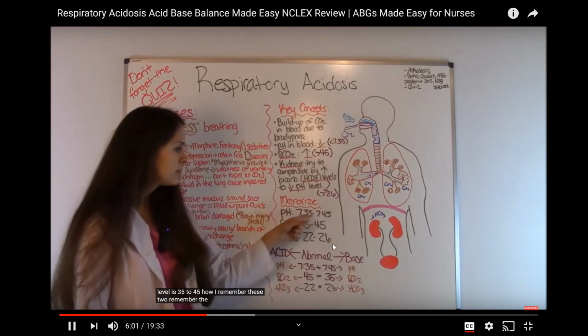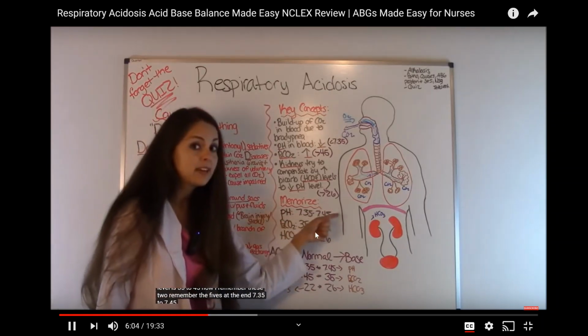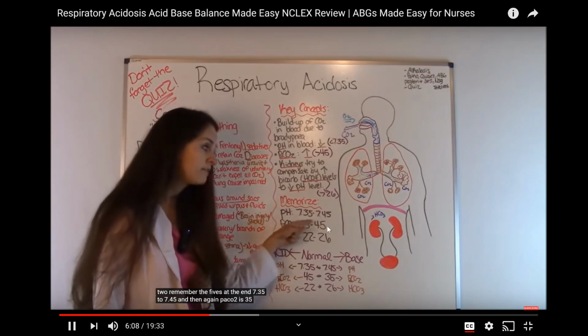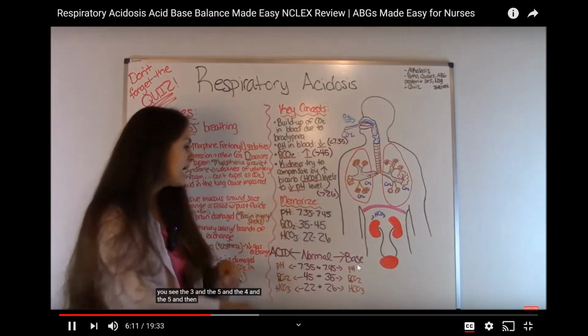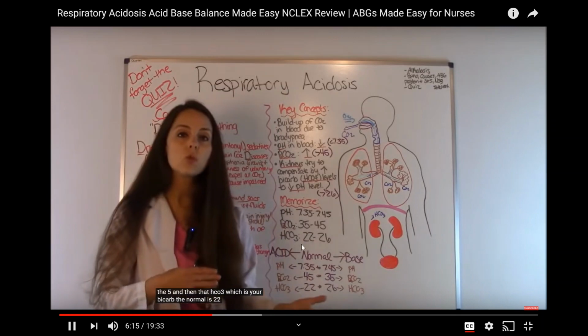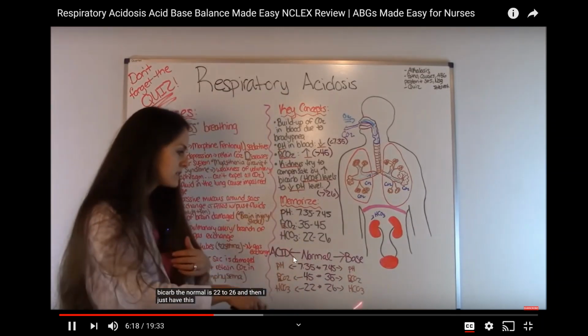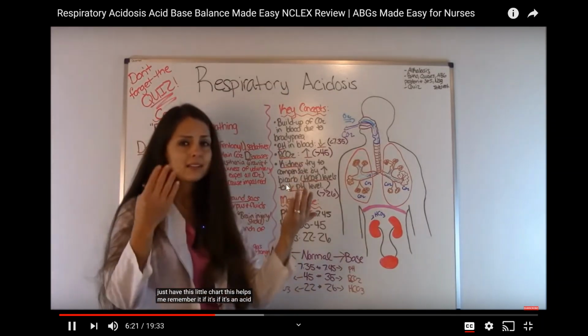How I remember these two, remember the 5s at the end? 7.35 to 7.45, and then again PaCO2 is 35 to 45. You see the 3 and the 5 and the 4 and the 5. And then the HCO3, which is your bicarb, the normal is 22 to 26. And then I just have this little chart. This helps me remember if it's an acid or not an acid.